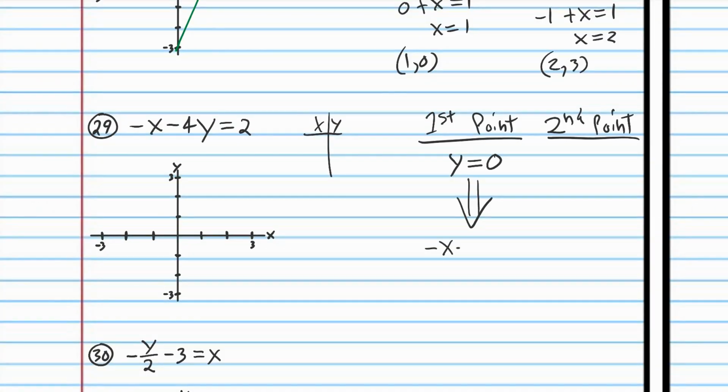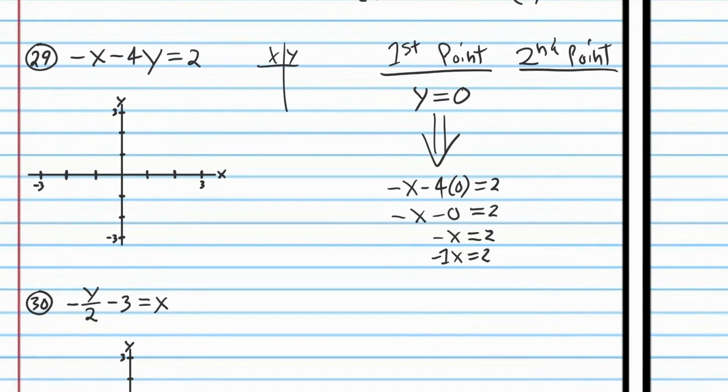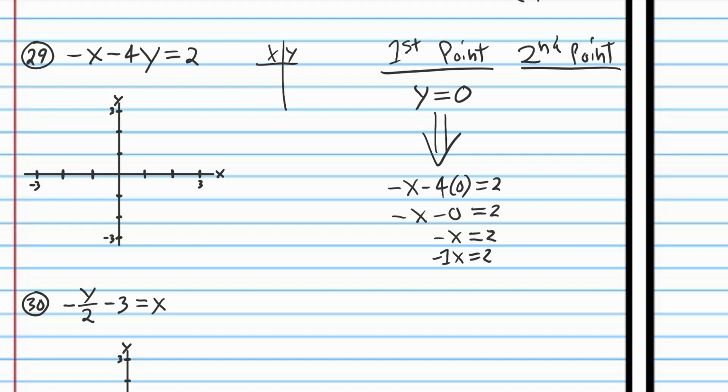And we get -x minus 4 times 0 equals 2. 4 times 0 is 0. And -x minus 0 is just -x. So at this point, we have -x equals 2. But remember, that's just assumed to be -1 times x is equal to 2. So I'm just going to divide both sides by -1. And we get x is equal to -2. So our point is -2, 0.